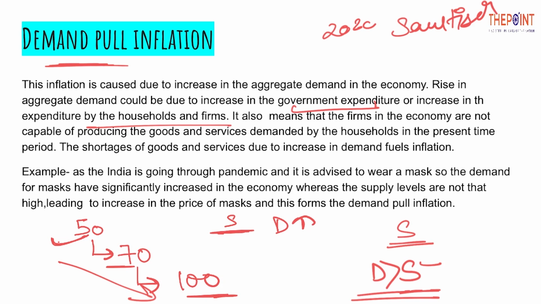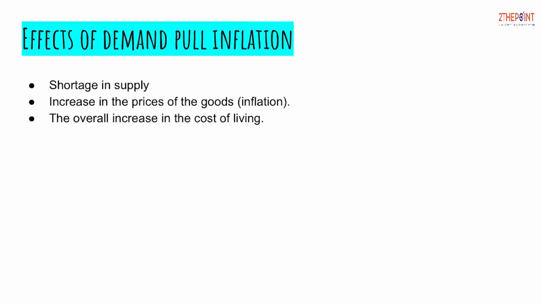Moving on to the next slide, which talks about the effects of demand pull inflation. The first one is shortage in supply. Obviously yes, because there is shortage in supply and the demand has increased, supply is not able to match the level and it is causing inflation. The next effect is it increases the price of the goods. Yes, as I told you, in case of sanitizer from 50 to 70 to 100. And the last one is overall increase in the cost of living.